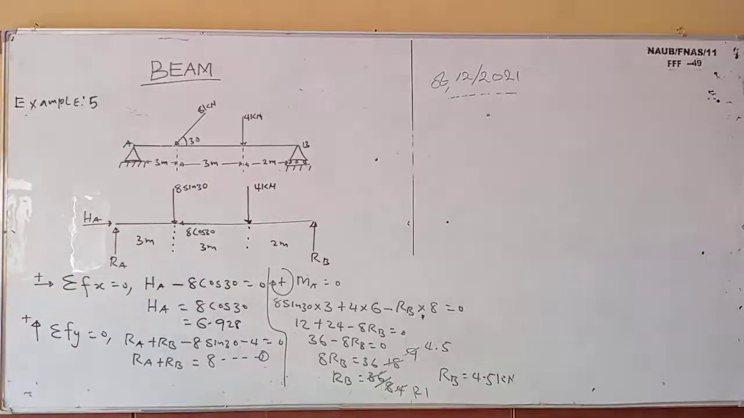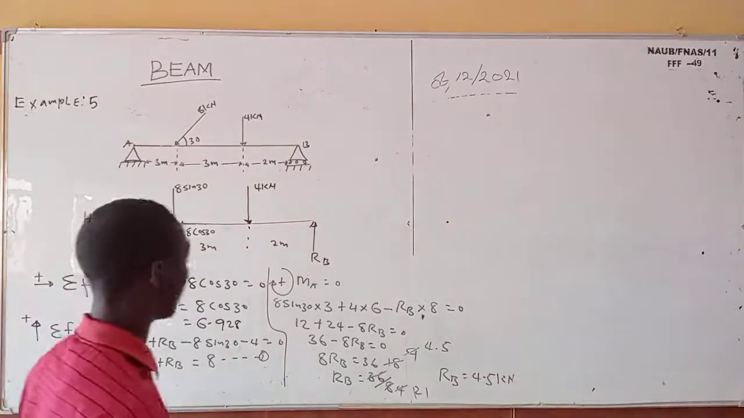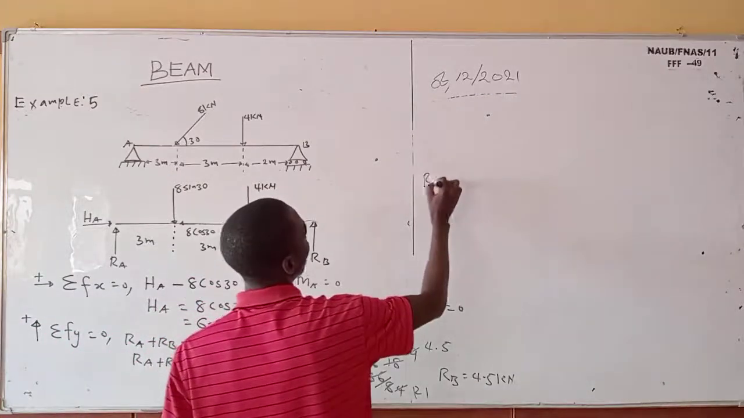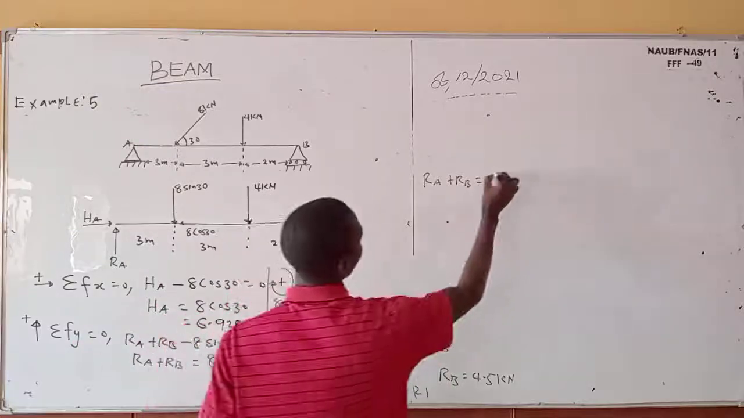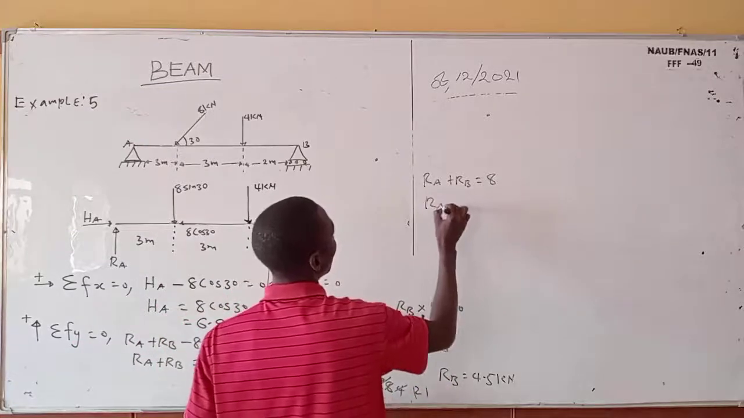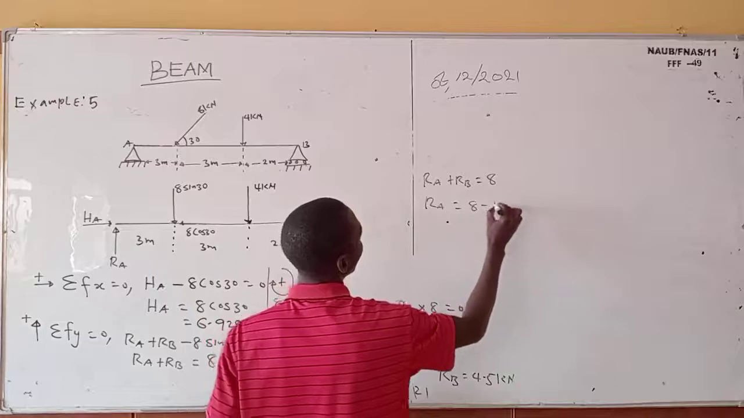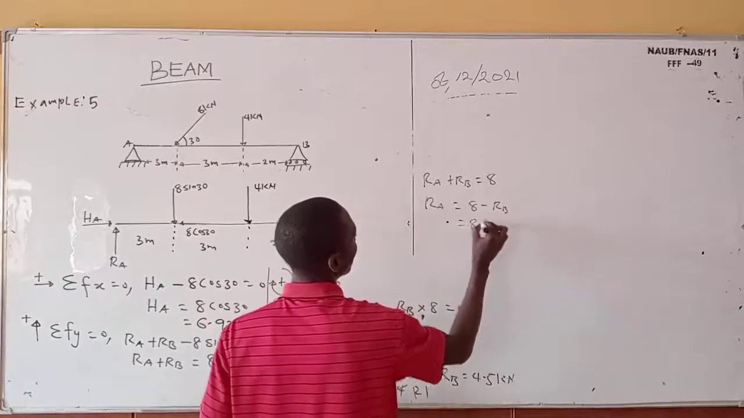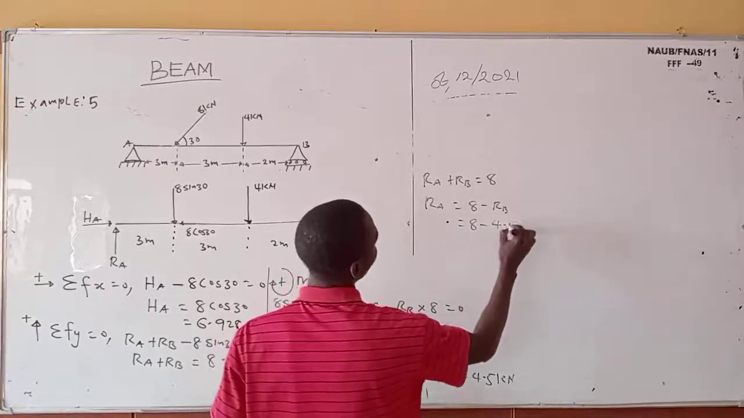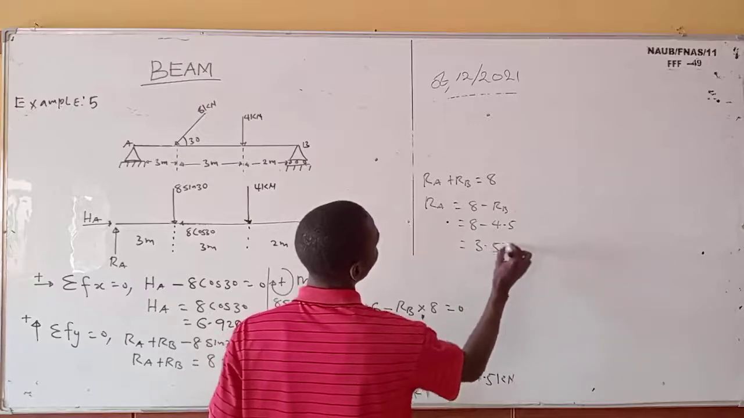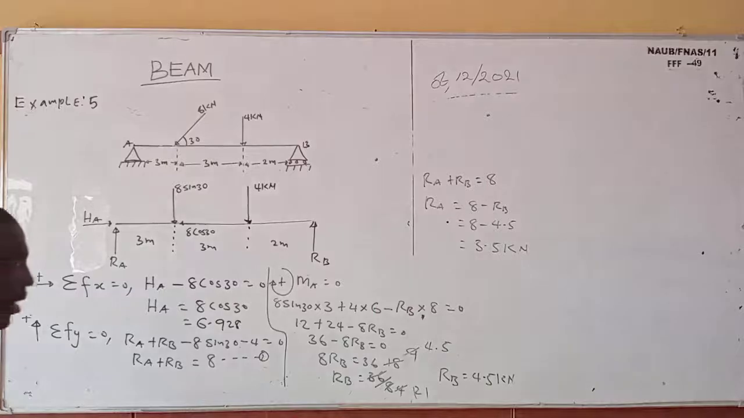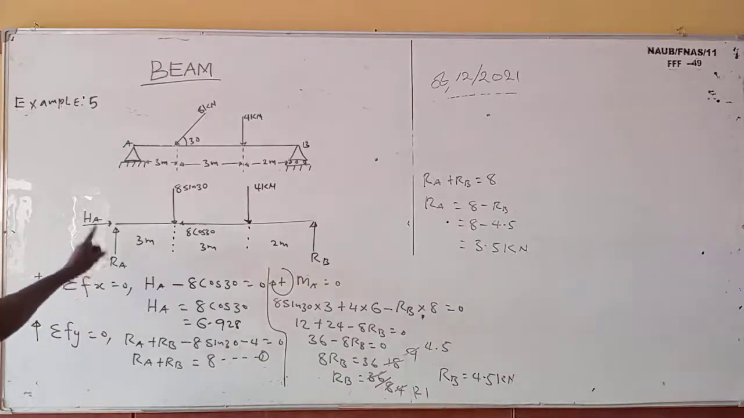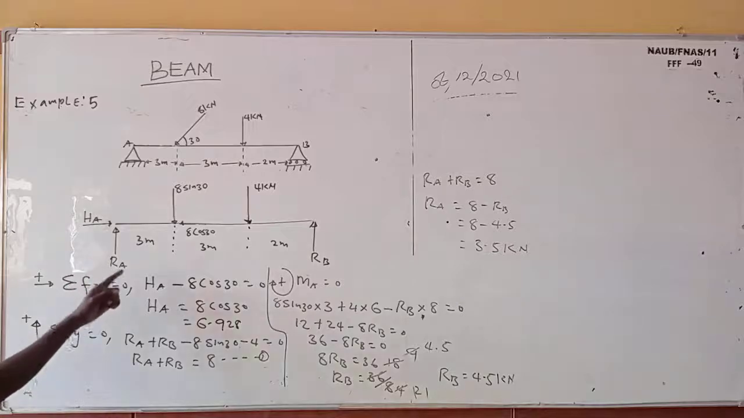Okay, so now that is RB. So can we get our RA? Yes, we can get our RA. So RA plus RB would be equal to 8. So RA will be equal to 8 minus RB, which is equal to 8 minus 4.5, which is equal to 3.5 kilonewton.